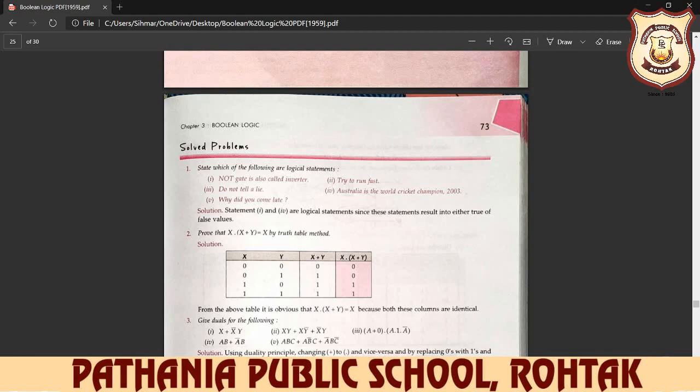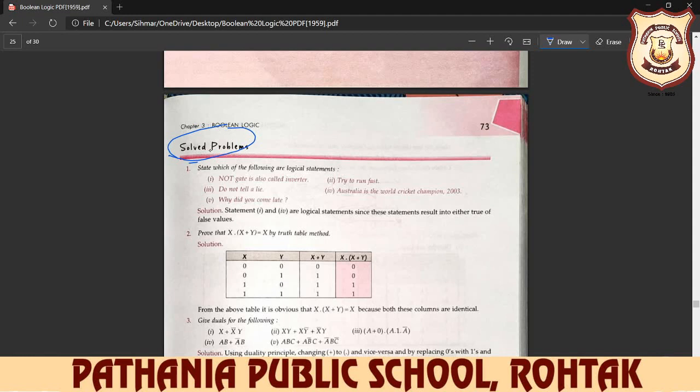In the previous lecture, we learned chapter number 3. We have done the complete chapter 3. Today we discuss the exercise of chapter number 3, Boolean logics. So these are your solved problems here.